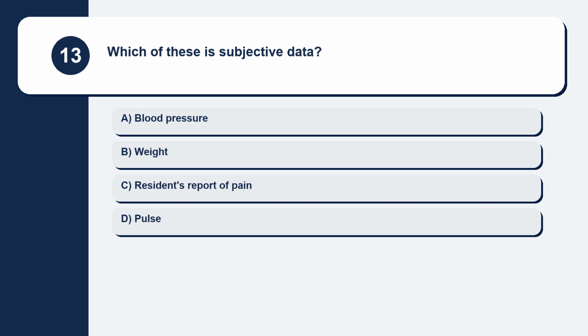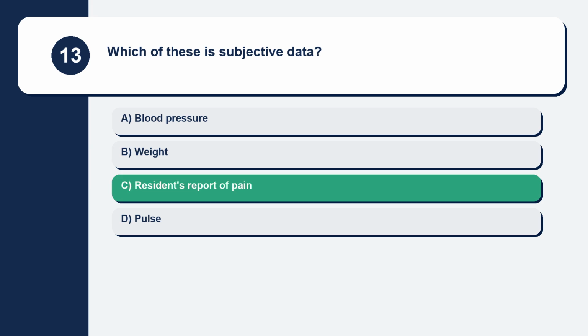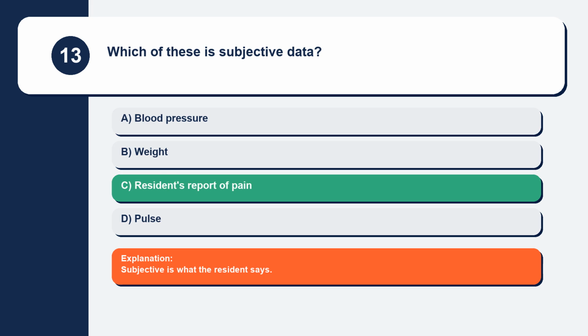Question 13. Which of these is subjective data? Blood pressure, weight, resident's report of pain, pulse. Subjective is what the resident says.